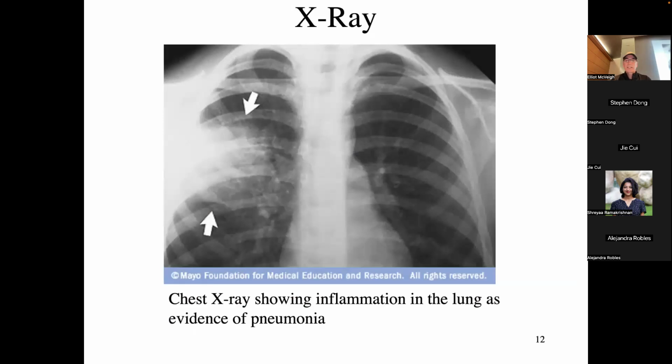So this is a chest X-ray. Again, billions of these have been performed since Röntgen came up with the discovery. And so here you can see that there's a kind of a cloudy thing here, which means there's a lot of fluid. Probably the airways have collapsed a little. The tissue to air ratio has gone up on this side.